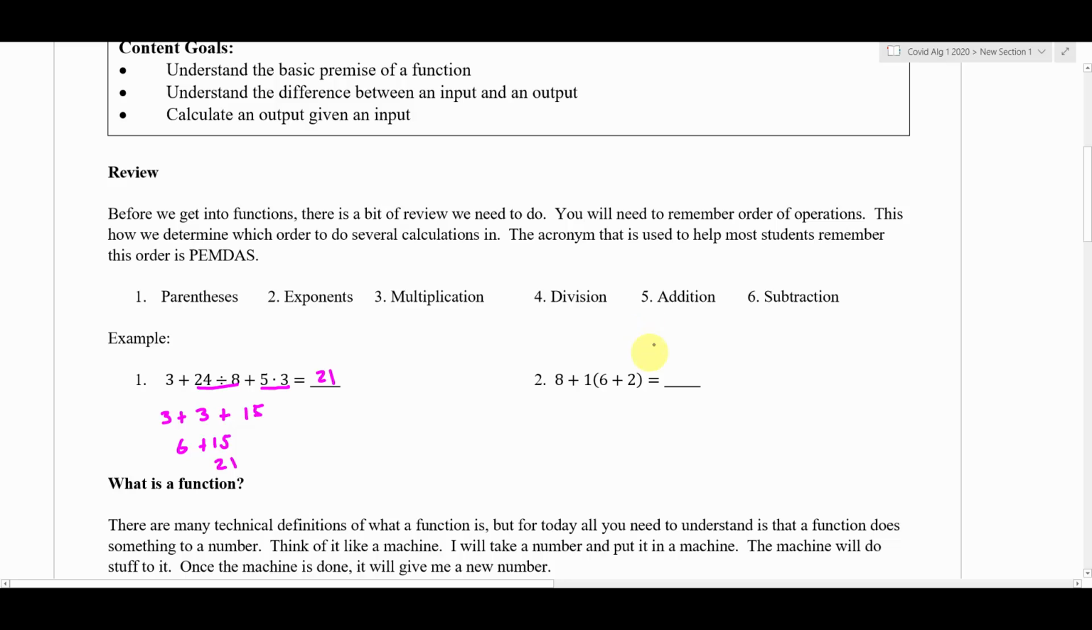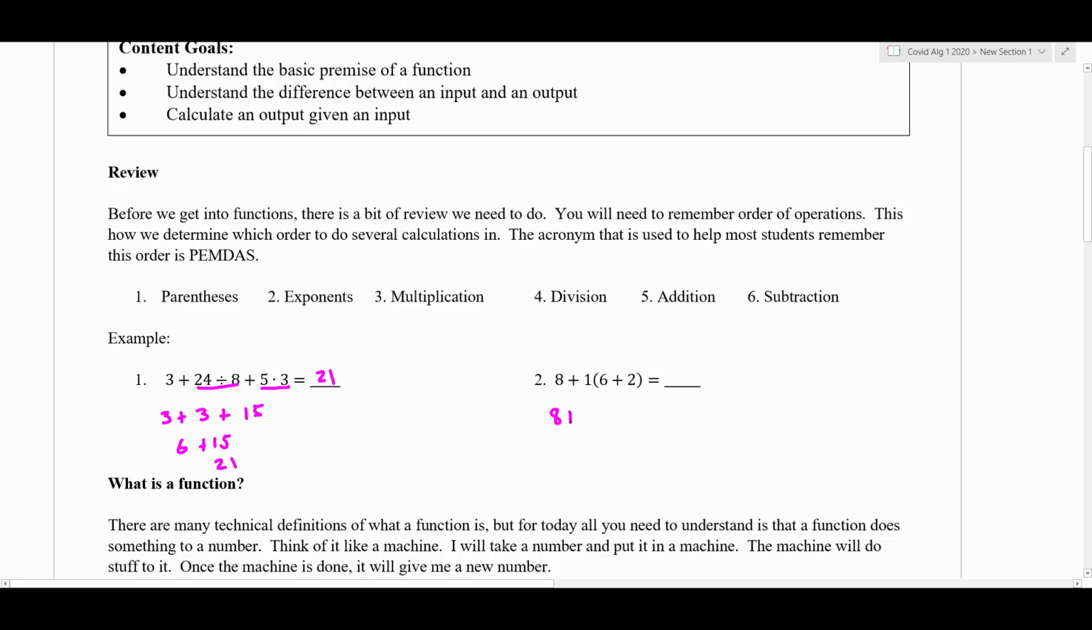All right, let's do number 2. So number 2 is a little bit different. It's got some parentheses. It's got some addition. So I'm just looking at the different things from PEMDAS here, and I see parentheses, I see addition. So let's see how this works out. I'm going to start with the first thing, which is parentheses. And inside of the parentheses here, I see a 6 plus 2. So I'm going to do that first.